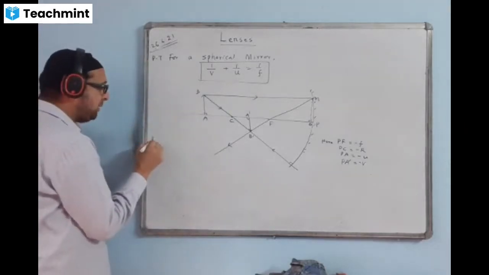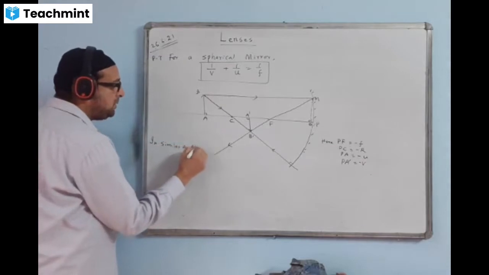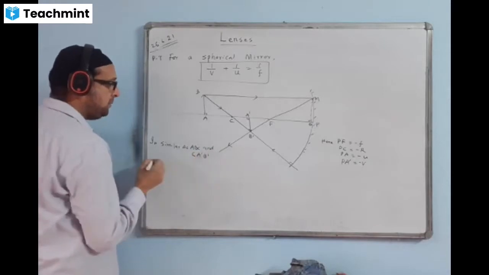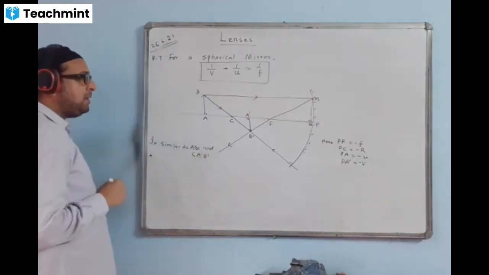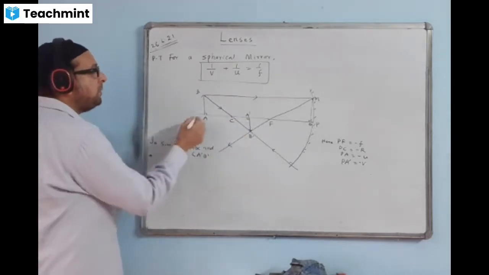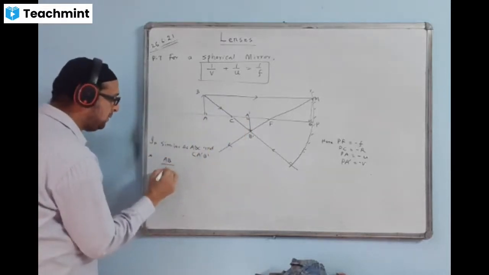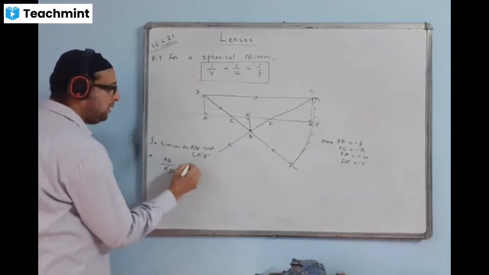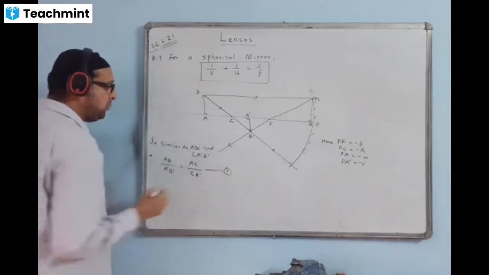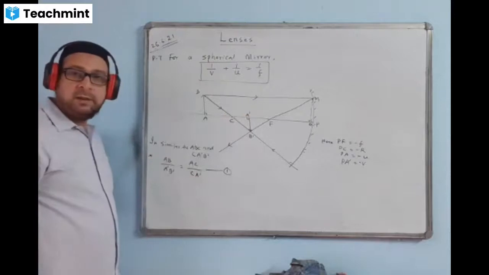So name the triangle first, right? In similar triangles ABC and CA dash B dash. What is the property of similar triangles? This by this. Let us write down AB by A dash B dash equal to AC by CA dash. Marking this as equation number 1.